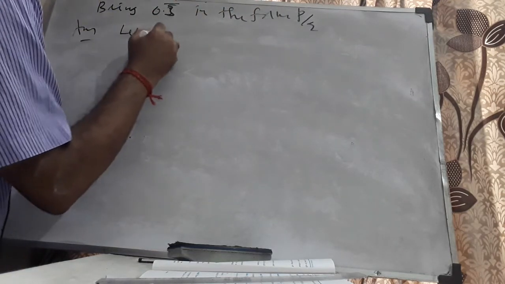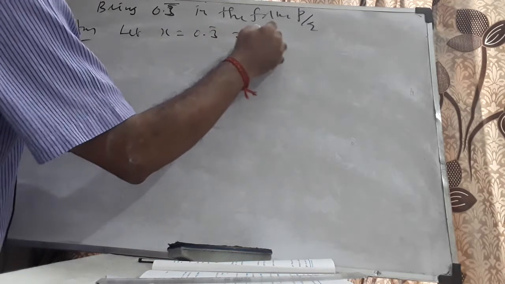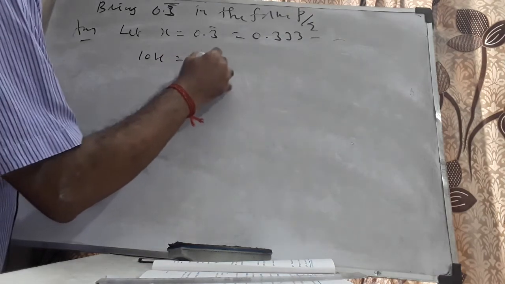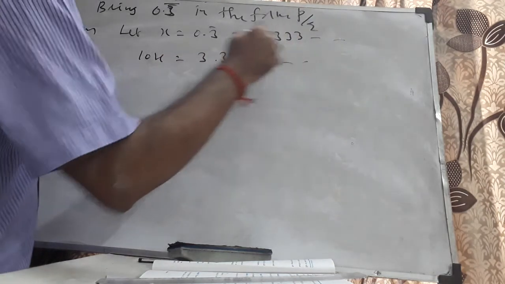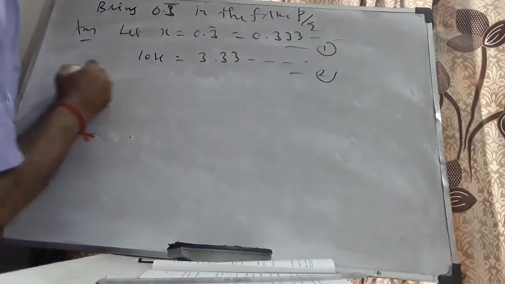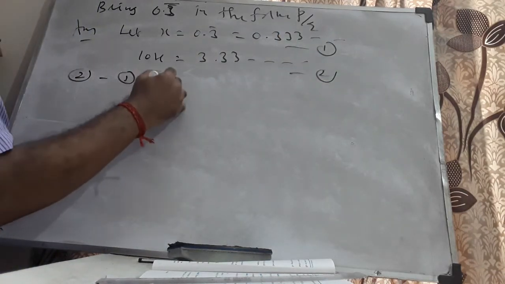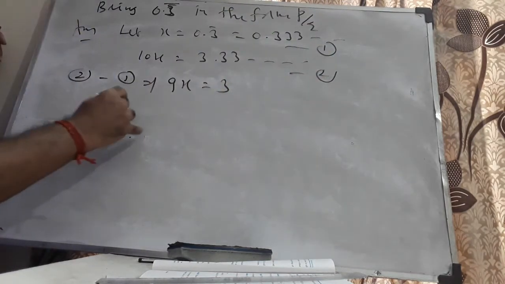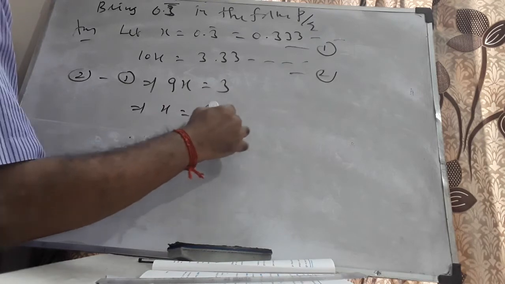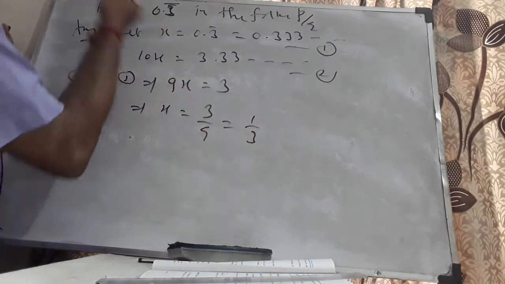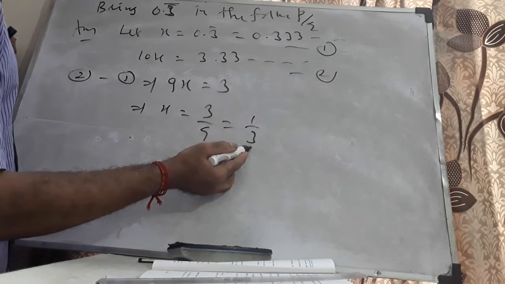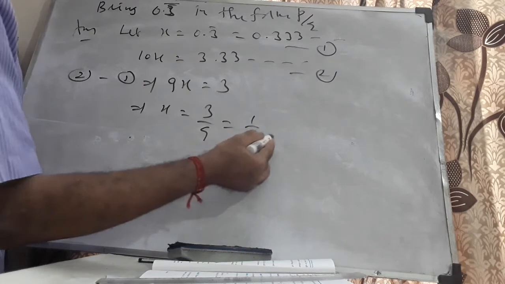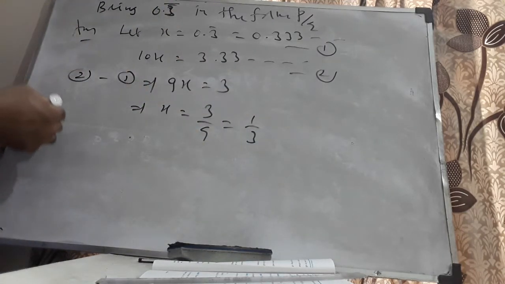Okay, let x equal 0.3 bar, which is 0.333, etc. Now also 10x equals 3.333, etc. You name this as 1, name this as 2. Subtract 1 from 2. 9x becomes, here it goes up to infinity, therefore the decimal part will get cancelled. x will be 3 by 9, which is 1 by 3. You can just check the reverse way also. Divide 1 by 3, 0.10, 3 3s are 9, 3 3s are 9 and so on. For reverse way also you can check.